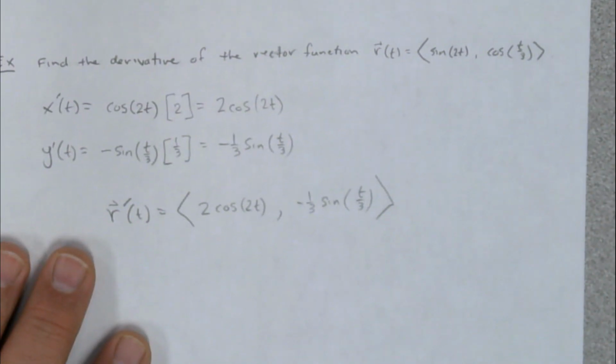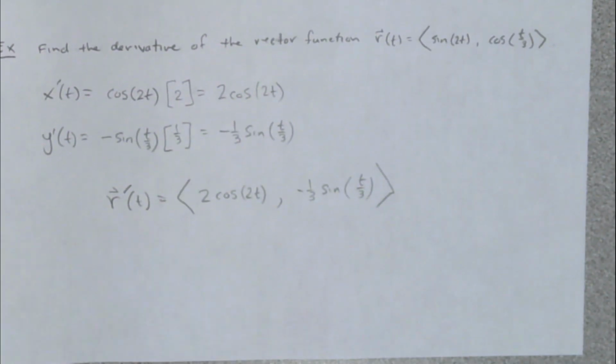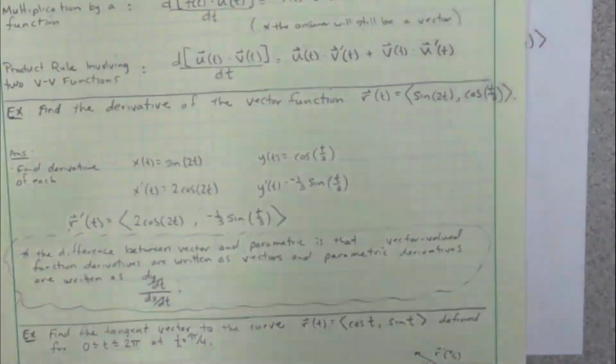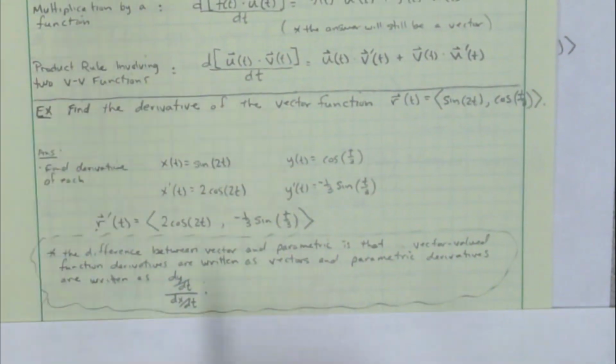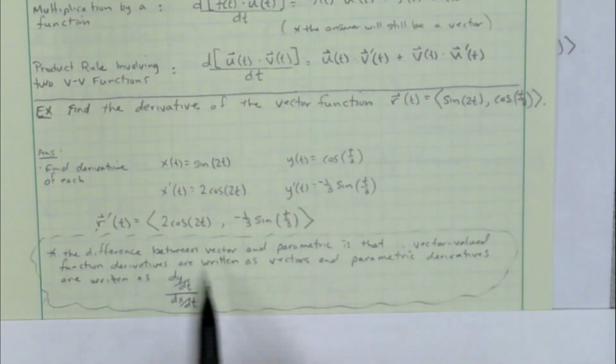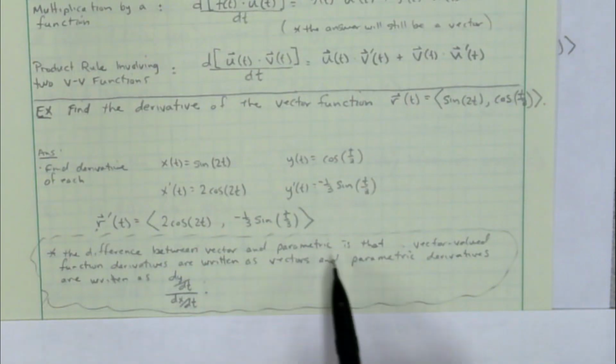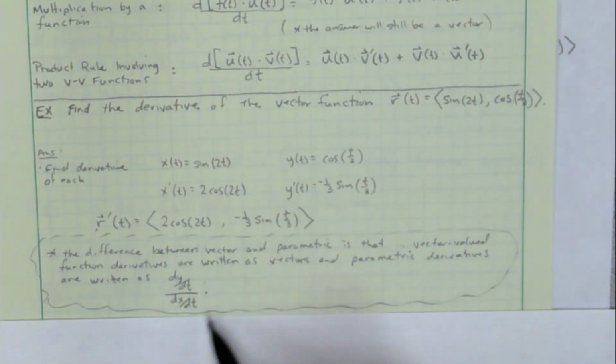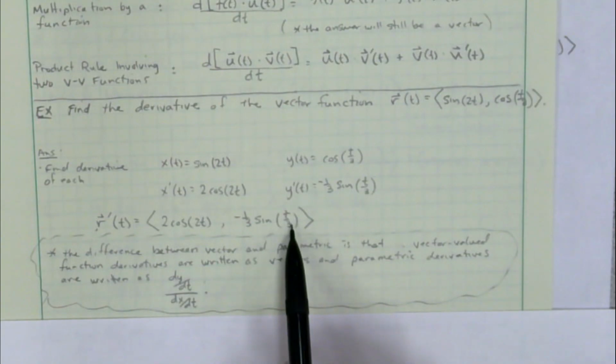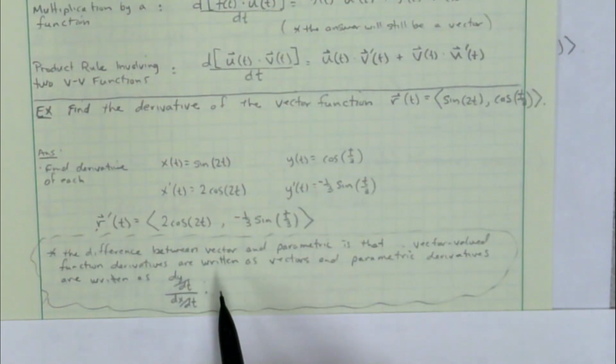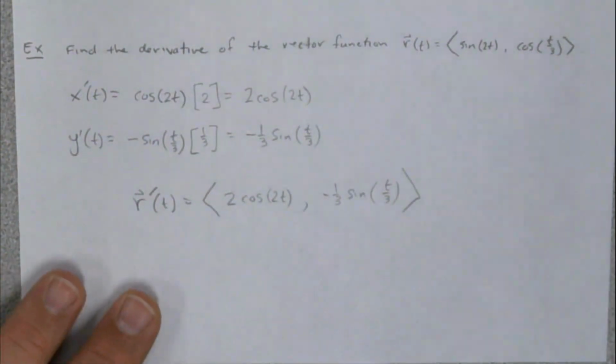And there you go. Okay? I want to reveal this little bit down here just so you can have it. The difference between a vector and parametric is that the vector valued function derivatives are written as vectors, and the parametric derivatives are written in this fraction form right here. This is dy/dt, this is dx/dt in vector form. Here's what it would look like in parametric form. Okay? All right, so let's look at another example that I have.